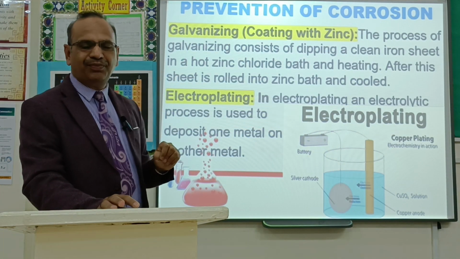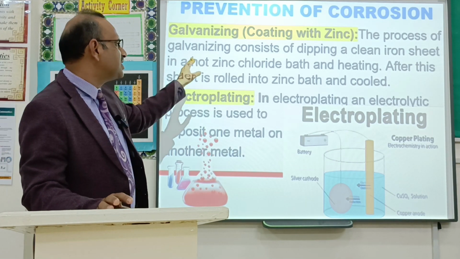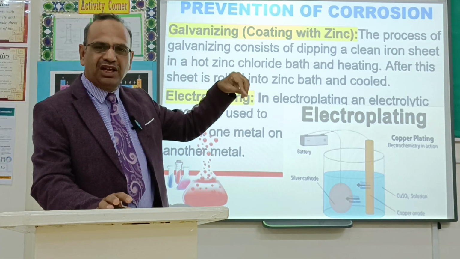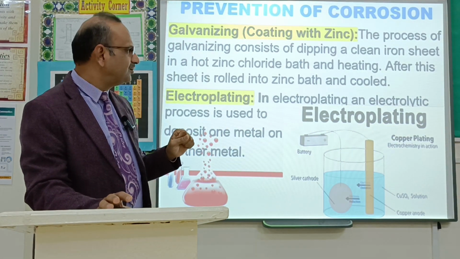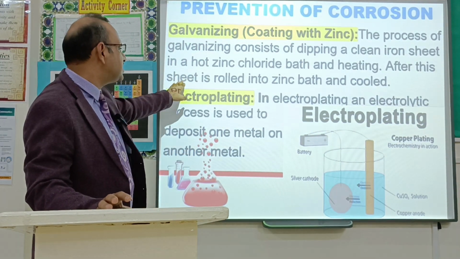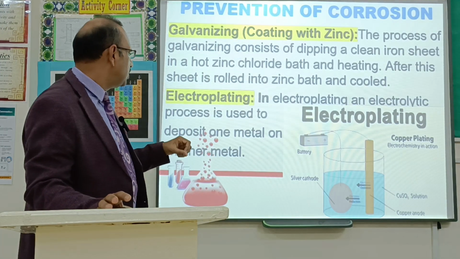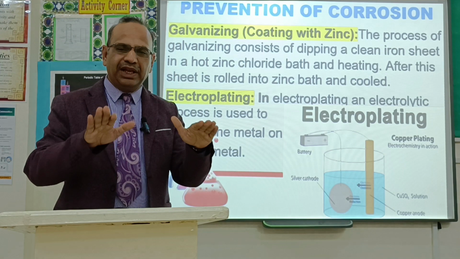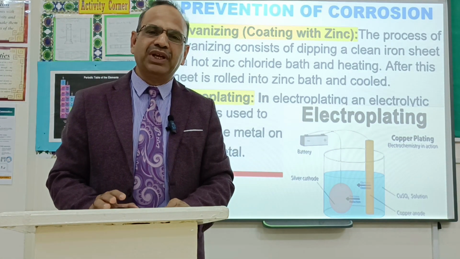Another is galvanizing. It is a coating of zinc. The process of galvanizing consists of dipping a clean iron sheet in a hot zinc chloride bath and heating, and after this the sheet is rolled into a zinc bath and cooled. So what happens? A layer of zinc is deposited on that metal, and in this way it will be safe.